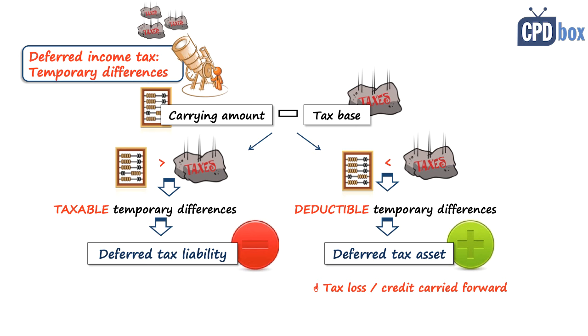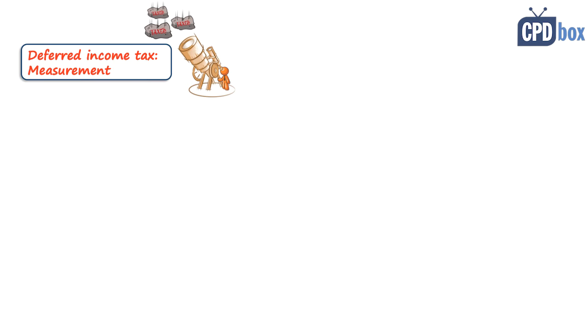So if you assume that you will have tax loss also in the future periods and you cannot use the credit, then don't recognize deferred tax asset. Now let's see how the deferred income tax shall be measured.